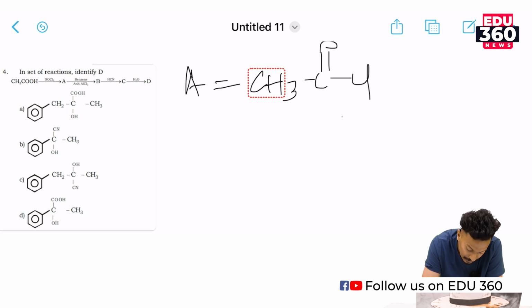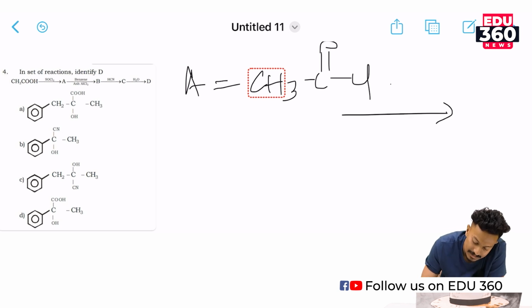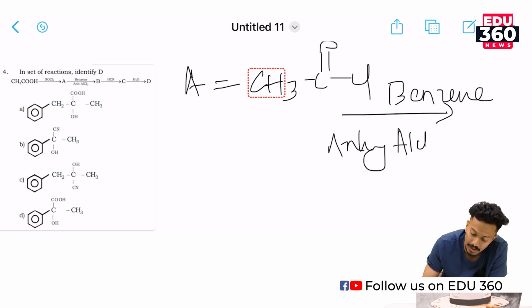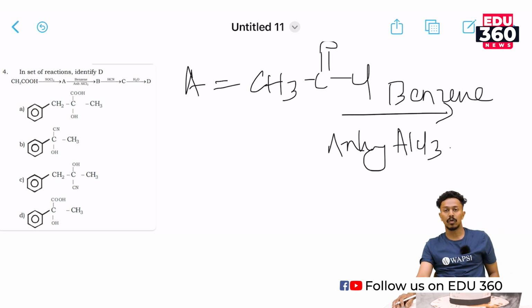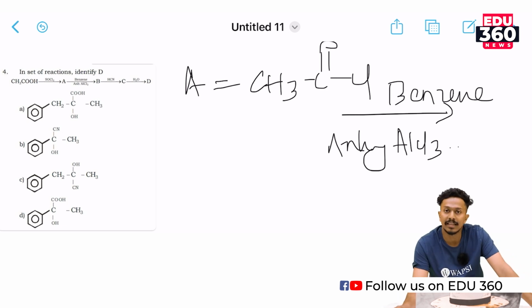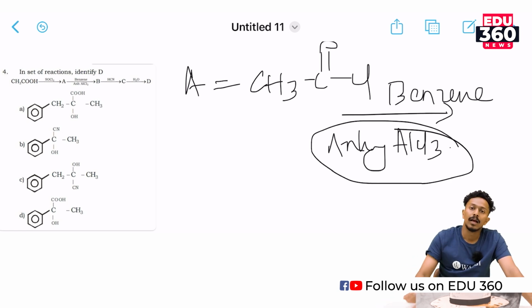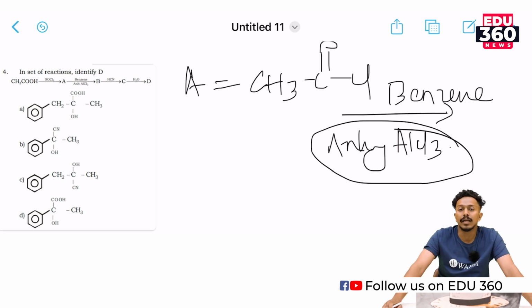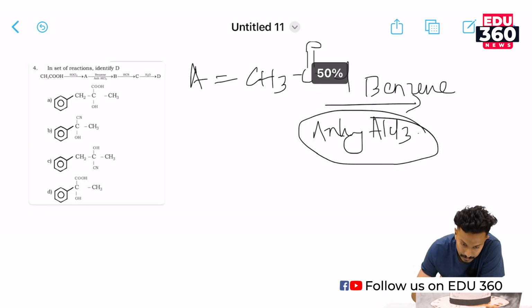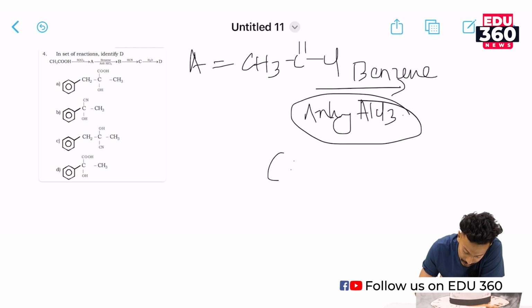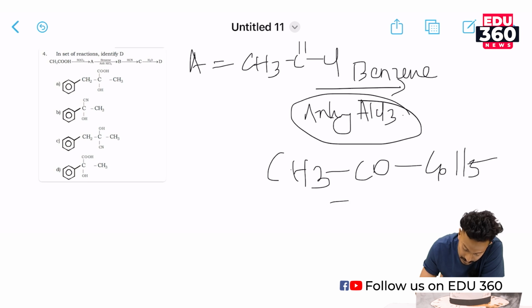And when this acyl chloride is treated with benzene and anhydrous aluminum chloride, what is this actually? This is a Friedel-Crafts acylation reaction. Am I right? An aryl or an alkyl substituted compound when treated with acyl or aryl chloride in the presence of anhydrous aluminum chloride, we could get what? CH3COC6H5. This is what is formed.